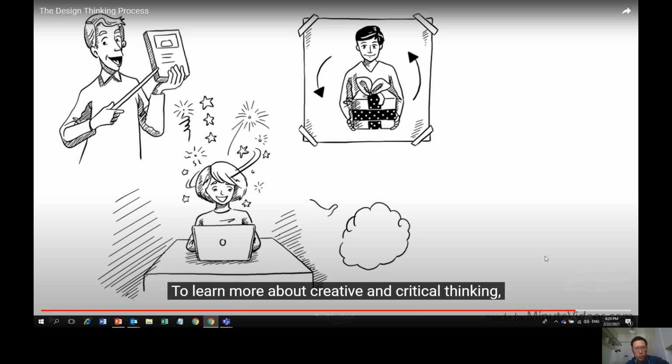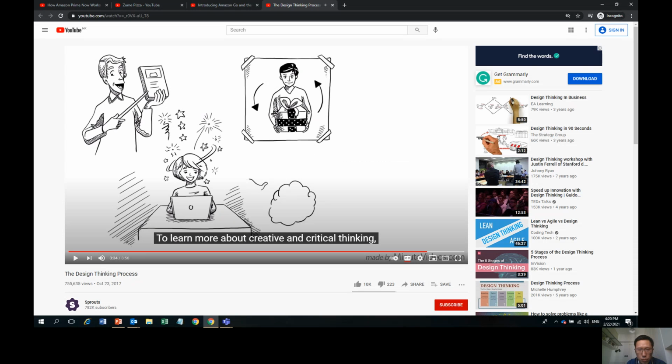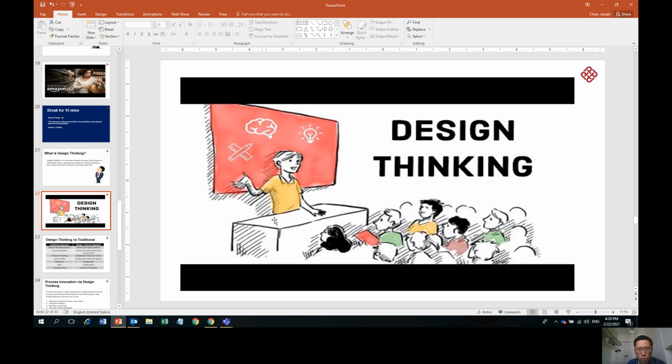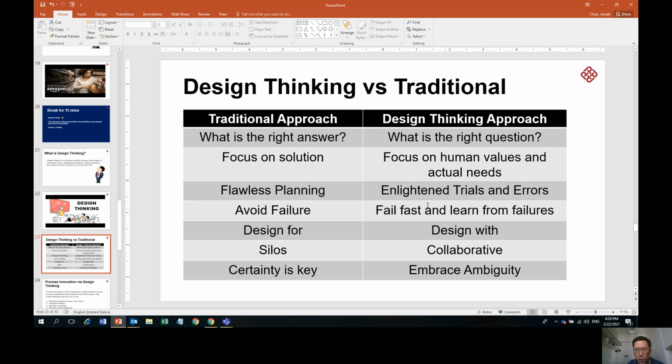Okay. To learn more, let's go back to this. I hope this example will give you some understanding of the design thinking approach compared to the traditional approach. So let us have a look here.